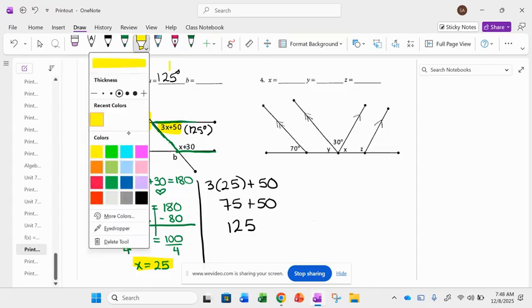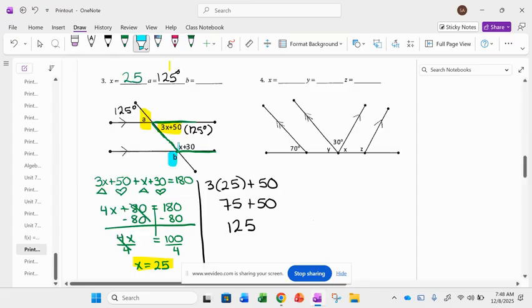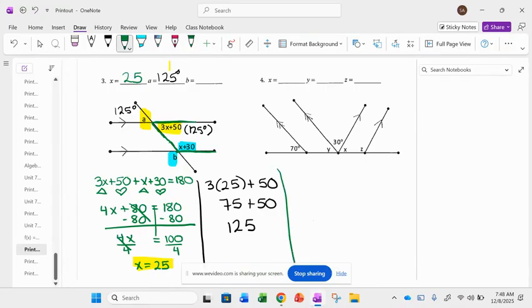Now, do we agree that angle B and x plus 30, those are vertical angles? So B will equal x plus 30. So now I'm going to find what x plus 30 is. So I'm going to have 25 plus 30 is 55. So if this angle is 55, then angle B is also 55.